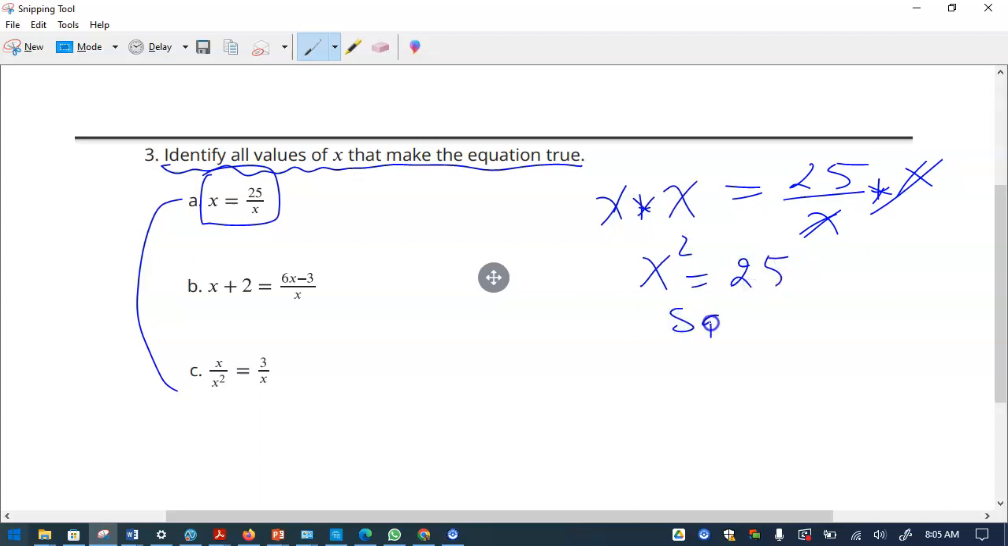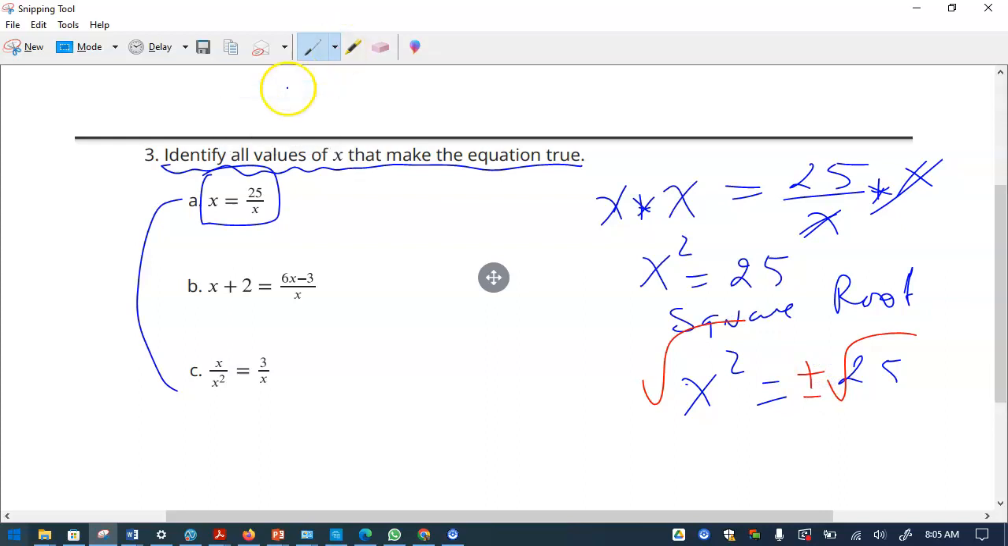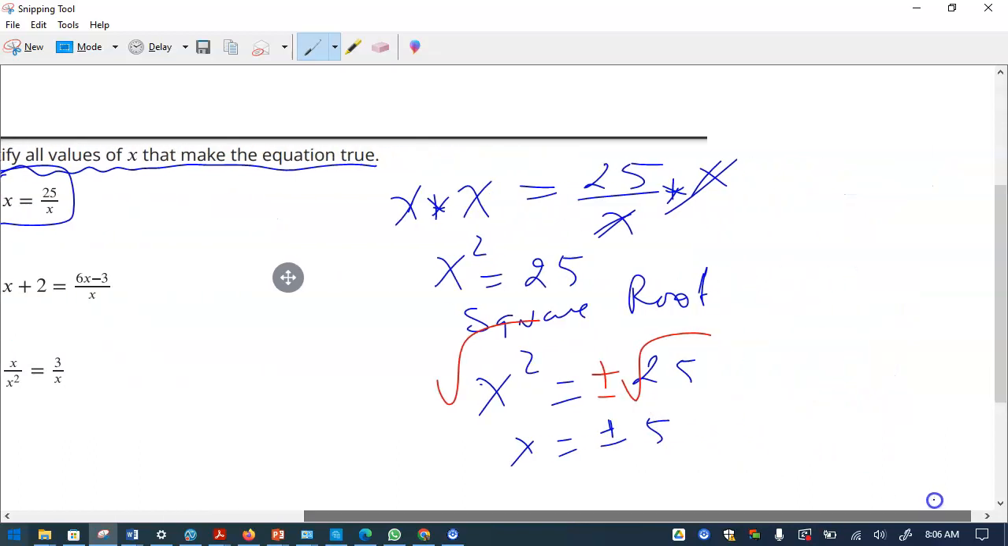And then take the square root of both sides. But when you take the square root, be careful there. You have to put plus and minus. So x equals plus or minus 5, because 5 times 5 is 25. So the two answers are x is plus 5 and x is minus 5.